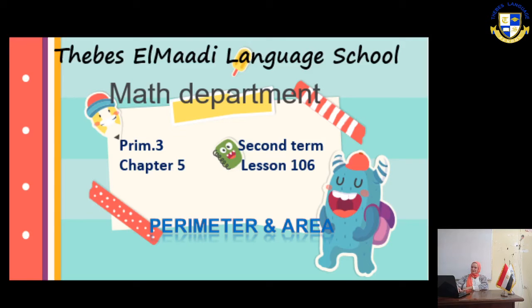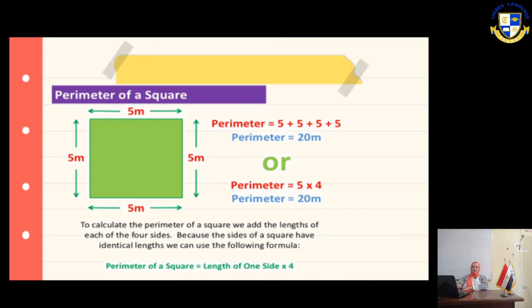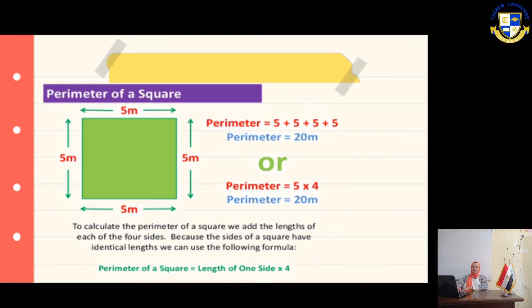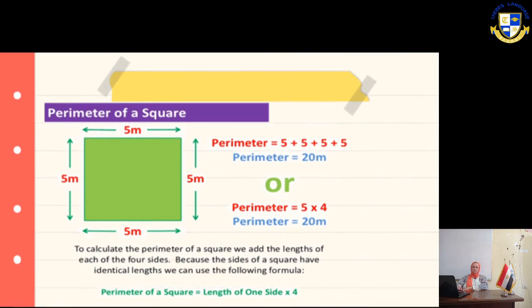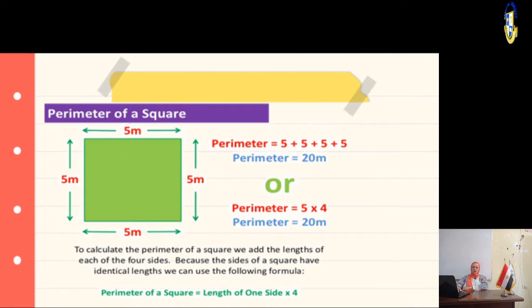My dear students, today we are going to take Chapter 5, Lesson 106, perimeter and area. Remember that for the perimeter of a square, we add all the sides together, okay? The square has 4 equal sides, so we add the 4 sides together, or we can say side times 4. That means 5 plus 5 plus 5 plus 5 equals 20, or we can say 5 times 4 equals 20.